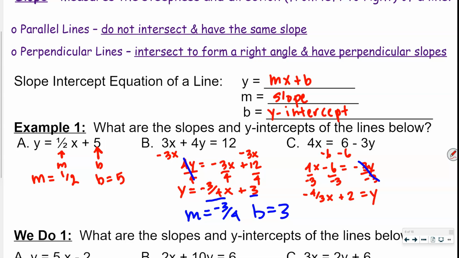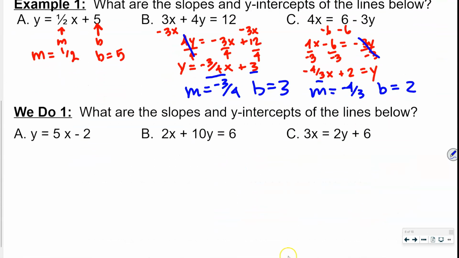Okay, so now we've got y on one side and the rest of the equation on the other. So once again, we're going to pull our m, and that's what's attached to the x there. So m is going to be equal to negative 4/3. And b, which is our y-intercept, is going to be equal to 2. Okay? All right, now pause the video here.